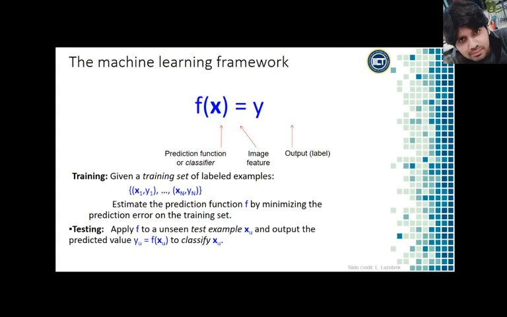And the testing phase is to apply that particular function to an unseen test example and output the predicted value to classify X, which should be the same as the actual label. So if it is not the same as the actual label, then there is no point of training. So you have to train it again. You have to think of different parameter optimization or different hyperparameter tuning to improve the performance of the trained classifier, and we will discuss some of those in this lecture video.